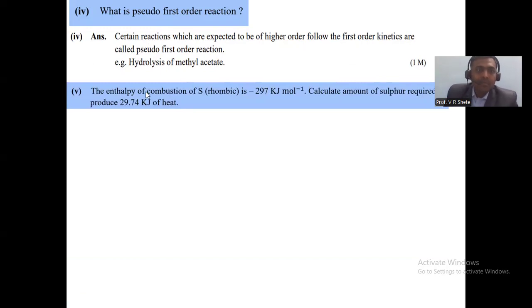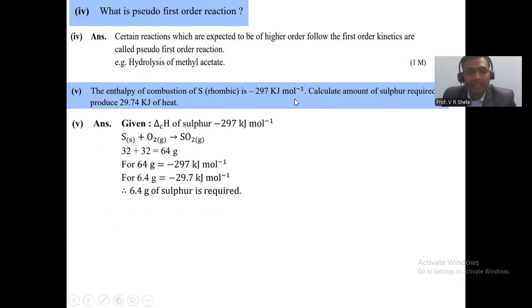Then the enthalpy of combustion of sulfur is minus 298 kilojoule. Calculate the amount of sulfur required to produce 29.74 kilojoule of heat. We know that sulfur on combustion will form sulfur dioxide in the first step. Sulfur when reacted with oxygen will form sulfur dioxide. The mass of sulfur is 32 gram. One oxygen contributes 16 mass, two oxygen will be 32 mass. Mass of reactant will be conserved in the mass of product, that is 64 gram.